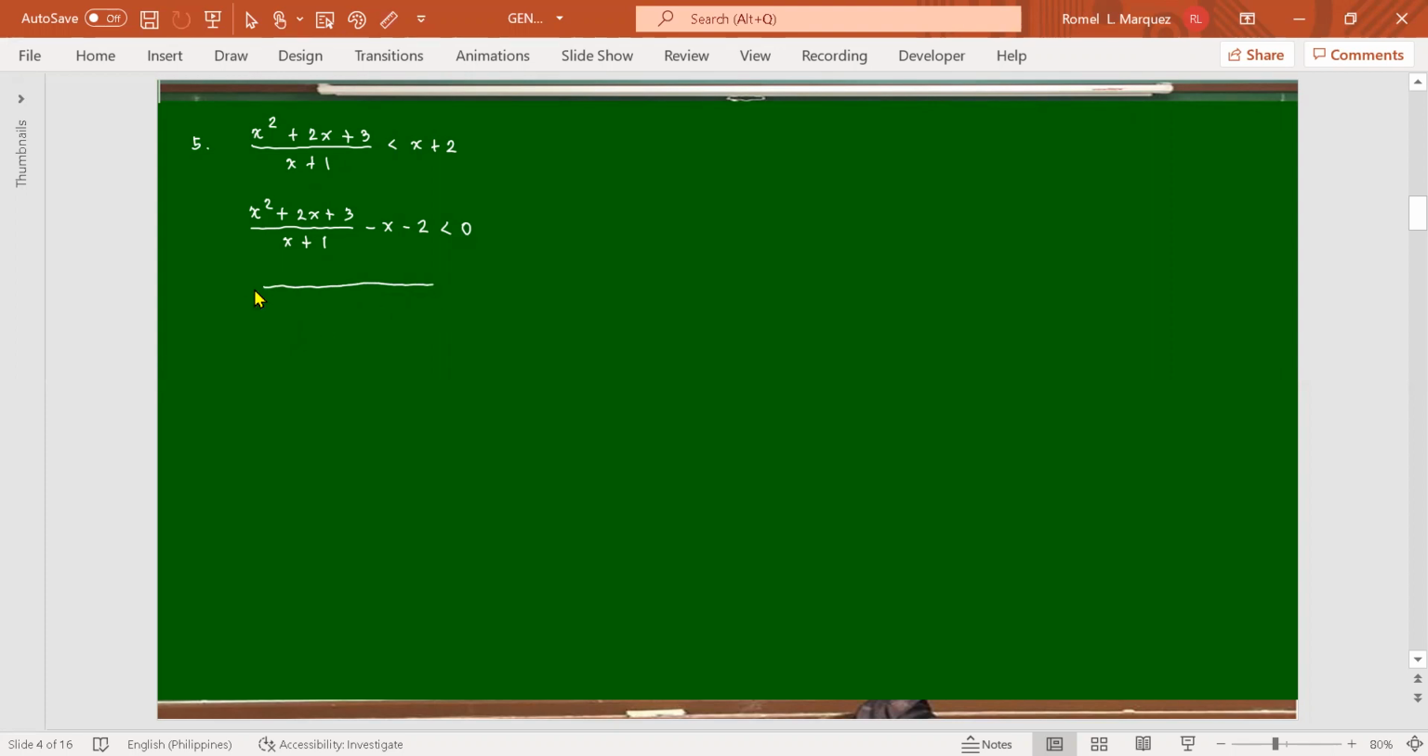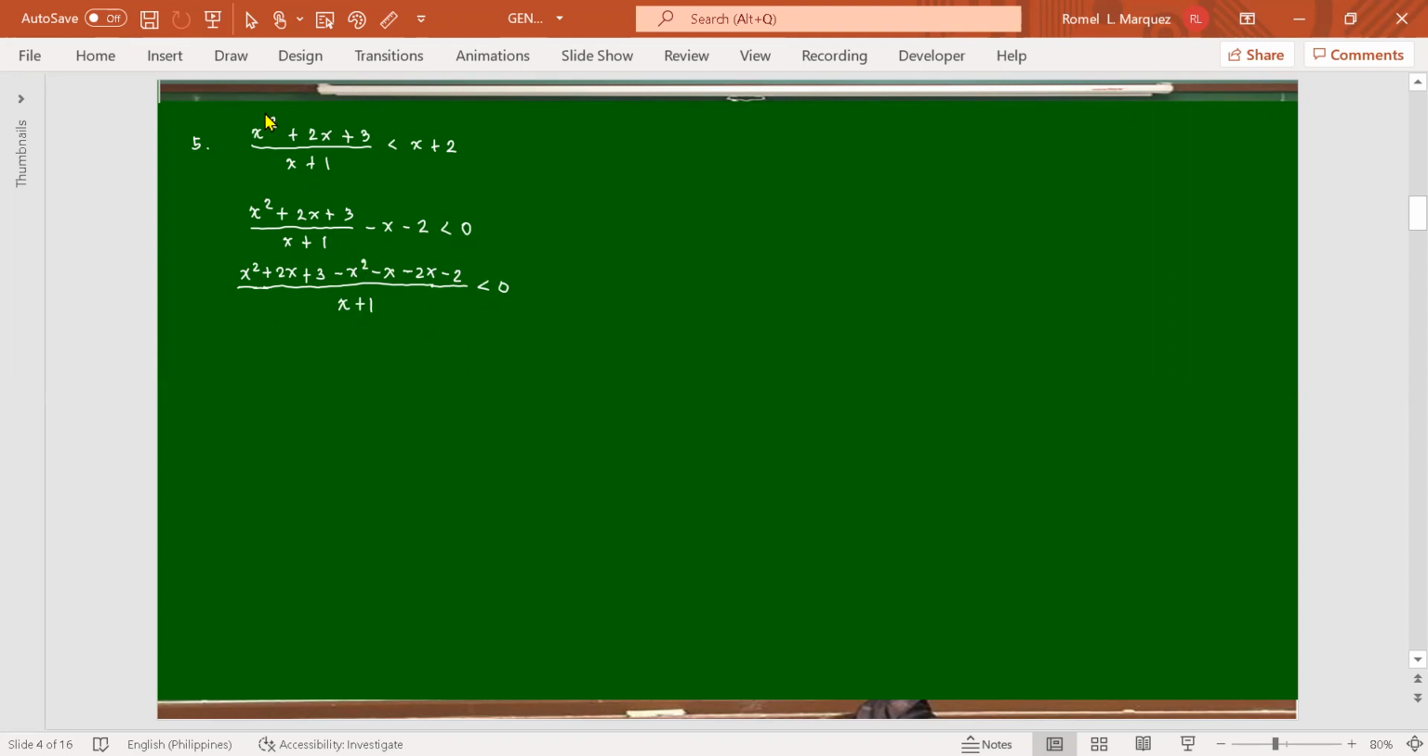So how will I do that? I'm going to get the LCD. What's the LCD, children? X plus 1. So copy this, no? X squared plus 2x plus 3. The negative x first, multiply to x plus 1. That is negative x squared, negative x. What about negative 2? Negative 2x. What else? Negative 2, no? Am I correct, guys? All over x plus 1, less than 0.